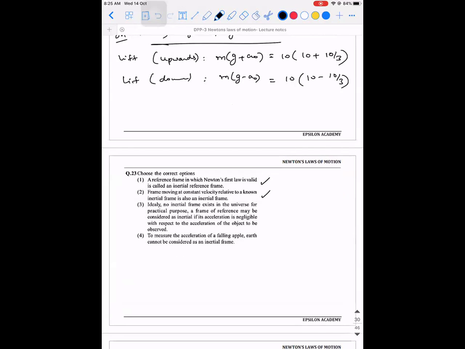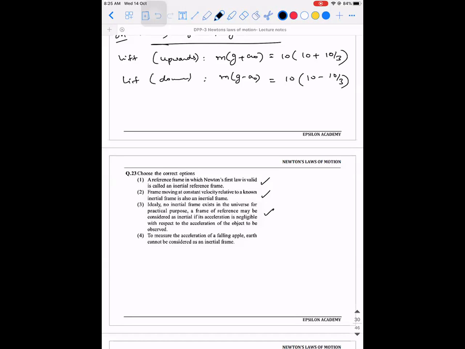Ideally, no inertial frame exists in the universe. For practical purpose, a frame of reference may be considered as inertial if its acceleration is negligible with respect to the acceleration of the object to be observed. Is it right or wrong? This is also right because we know that Earth is also revolving. Earth is also having some acceleration, but since it is very small compared to the other accelerations, we approximate it to inertial frames of reference. So this is also right.